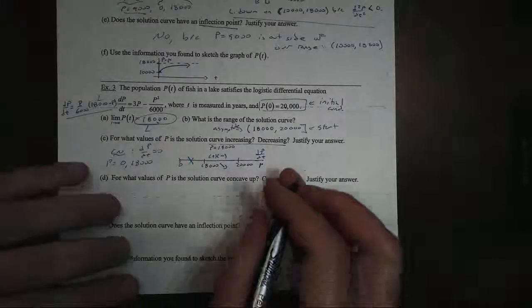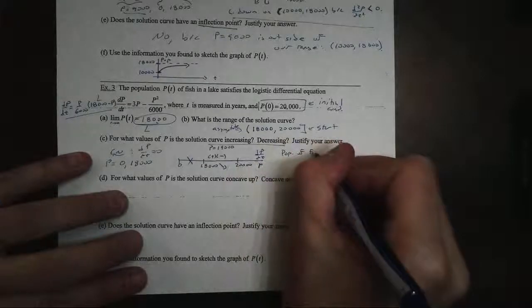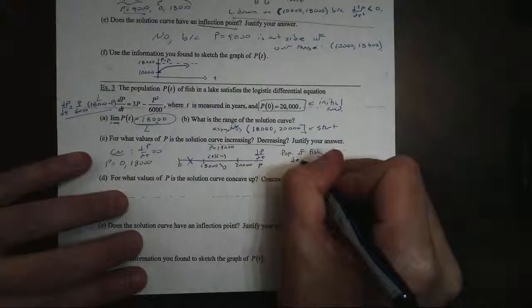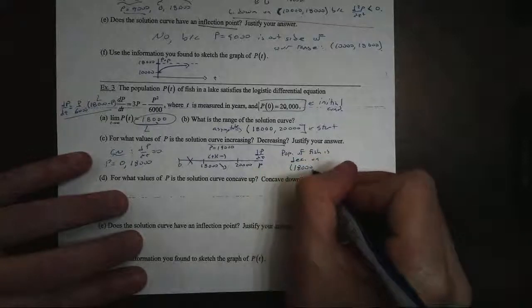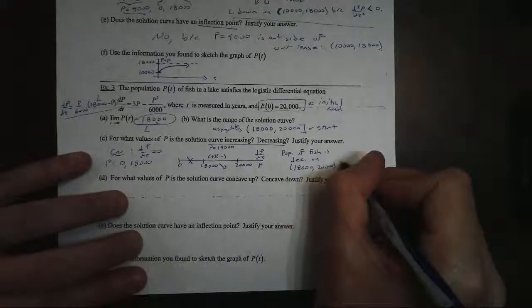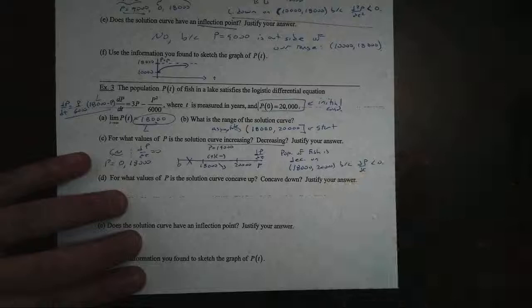Good job, everybody. So the population of fish is decreasing on this interval of 18,000 to 20,000, and that is because the derivative told me so. We don't ever say it that way. The first derivative is less than 0.